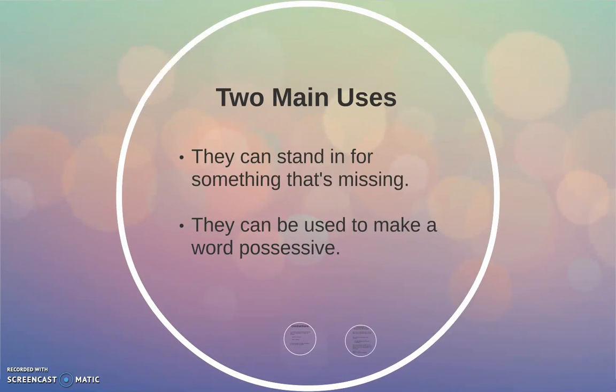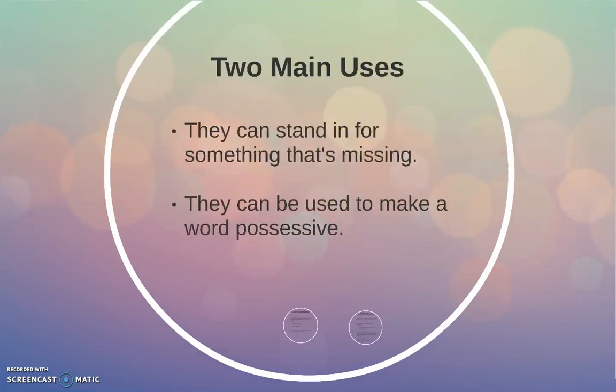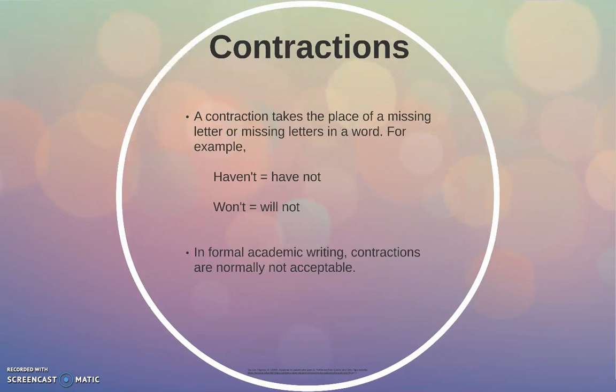Apostrophes have two main uses in the English language. They stand in for something that is missing, and they can be used to make a word possessive. A contraction takes the place of a missing letter or missing letters in a word, such as haven't for have not or won't for will not. In formal academic writing, contractions are normally not acceptable.